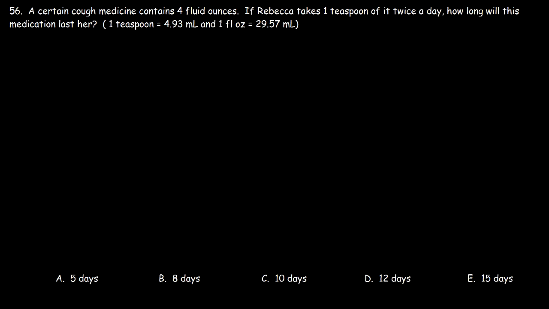A certain cough medicine contains 4 fluid ounces. If Rebecca takes 1 teaspoon of it twice a day, how long will this medication last her? So how should we even begin a problem like this? What do we need to do? The first thing is that we need to recognize it's a unit conversion problem. We're given 4 fluid ounces.